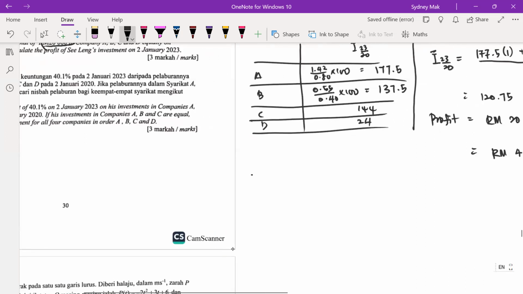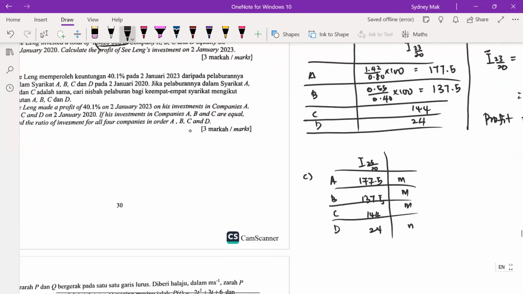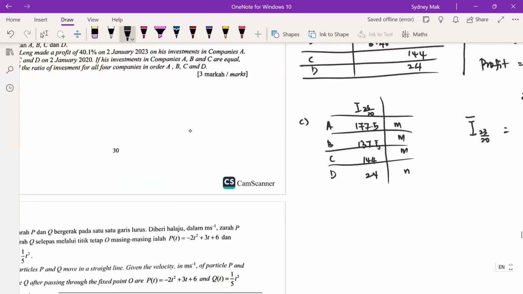Now, unlike the previous part C, our A, B, C, D price indices still remain the same: 177.5, 137.5, and then we have 144 and 24. However, the weightage, because A, B, C are the same, let's use M, M, M. Only D is different, but I do not know what D is, so let's just let it be N. But we do know that Ceiling made a profit of 40.1%. So that means our composite index, year 23 based on year 2020, is 140.1, because the profit is 40.1%.